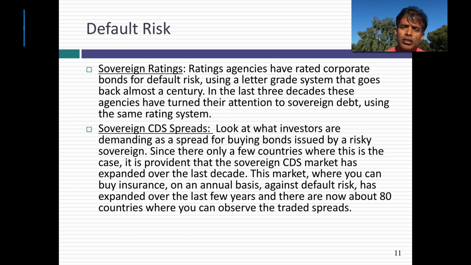You can also have market-based measures. The market-based measures can either come from looking at government bonds issued by a country, and this works only if your government bonds are issued in either dollars or euros, where there is a default-free bond that you can compare to. So a Brazilian dollar-denominated bond can be compared to a US dollar-denominated bond, the T-bond, to get a measure of default risk. Or better still, in the last decade, you've got the sovereign CDS market, where you buy insurance against default risk and get a measure of the default spread by looking at what you have to pay.